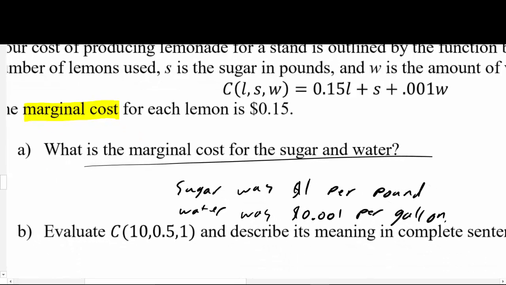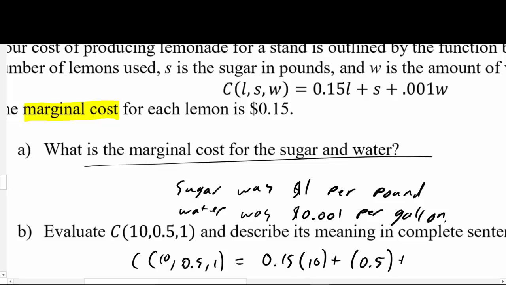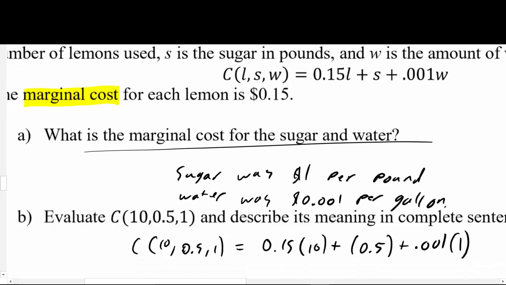All right, so for this one, what would this mean? All right, so C of 10, comma 0.5, comma 1 is equal to 0.15 times 10 plus sugar, which I just said I'm going to use half a pound of sugar, plus 0.001 times 1. And you figure that out, and you'll figure out your cost for making this recipe of lemonade.